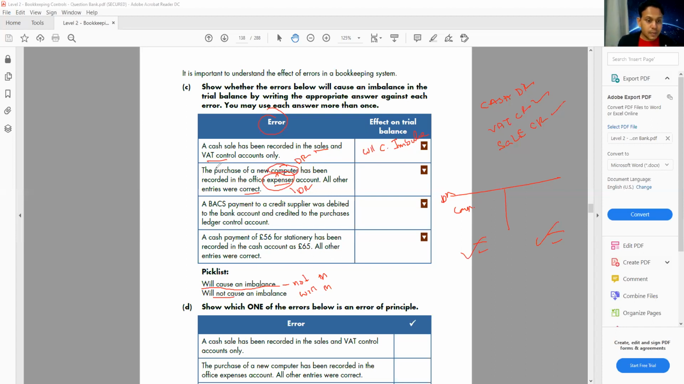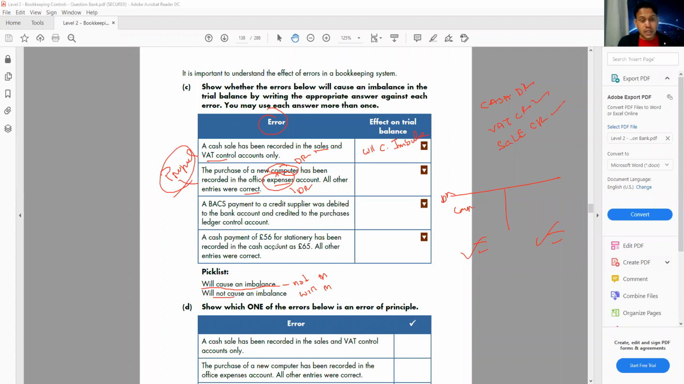If the amount is right, and it comes to the debit side, my trial balance will match anyway. Can anyone tell me what type of error it is? Anyone remember that error, when the computer I buy is recorded as office expense? This is the error of principle. Very well done, Jude. So when I consider a capital expenditure as a revenue expenditure, when I change the account type, we call it error of principle. Very well done.